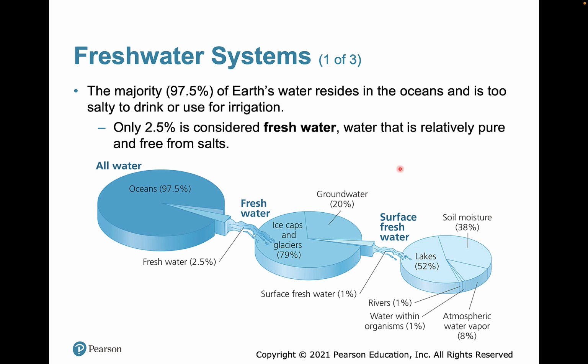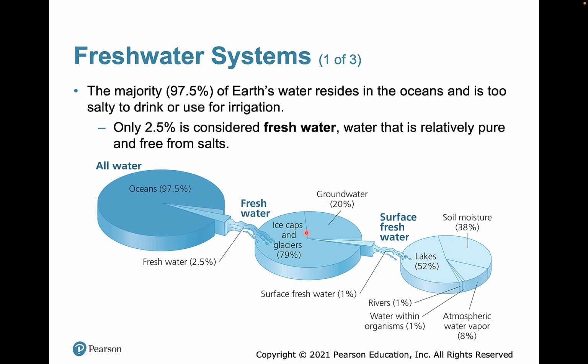So if we look at freshwater systems, the vast majority of the water on the planet, almost 98%, or 97.5%, let's go with 97.5%, is in the oceans. And we can't use it because it's too salty to drink or use for irrigation. We cannot survive on salt water. Only 2.5% of that water on the earth is considered fresh water. So out of all the water on the earth, only 2.5% is fresh water.